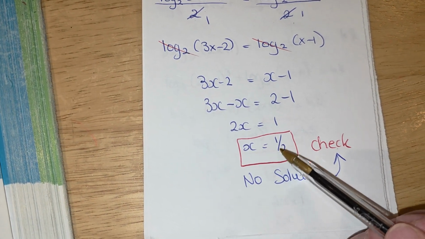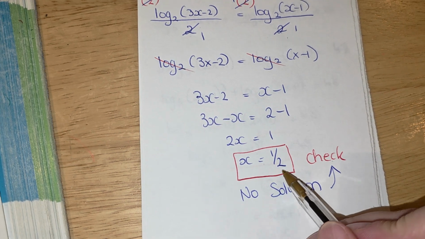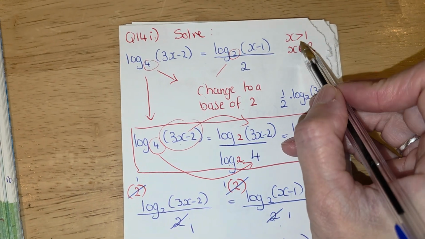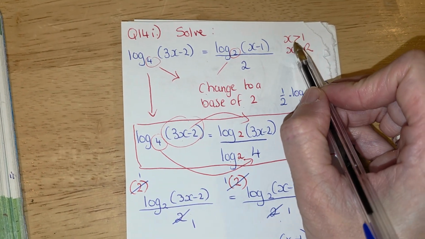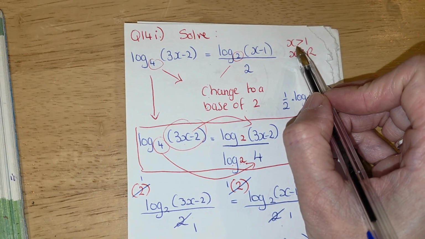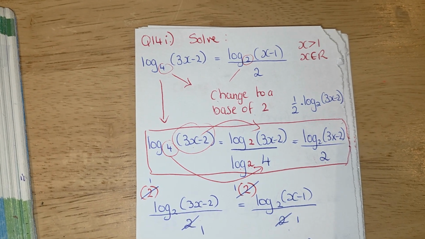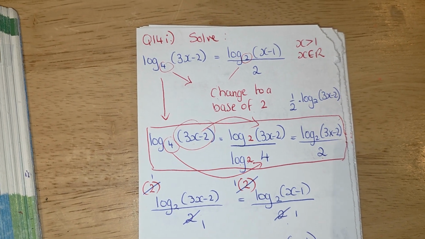All right, so it wouldn't be enough to just say, oh, I'm done now. You always have to check your answer, but remember important information in the question. They told me there was a restriction on what x could possibly be. So that's question part 1. Part 2 is next.